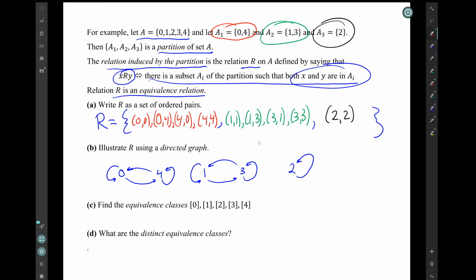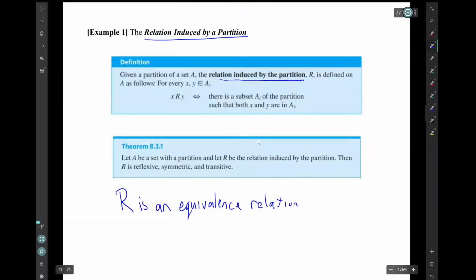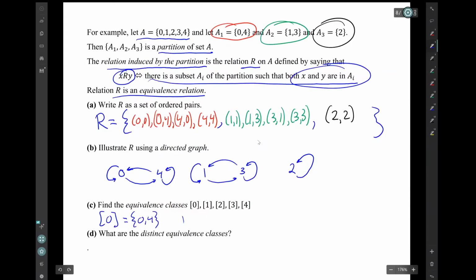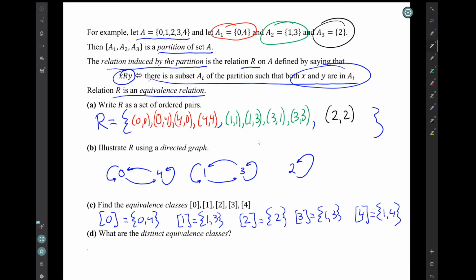Question C, find the equivalence classes. Well, the equivalence class of 0 is, let's go back up and look at the definition. The equivalence class of 0 means the set of all x's in the set A such that x is related to 0. So there are the equivalence classes. Notice, though, that they're not unique. This equivalence class is the exact same as that. The equivalence class is the set.